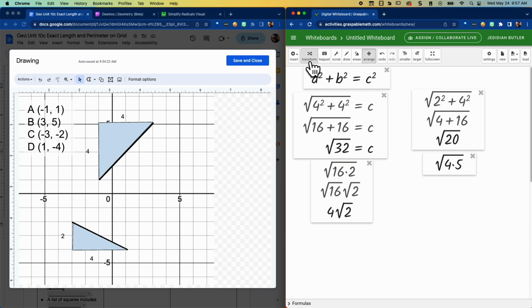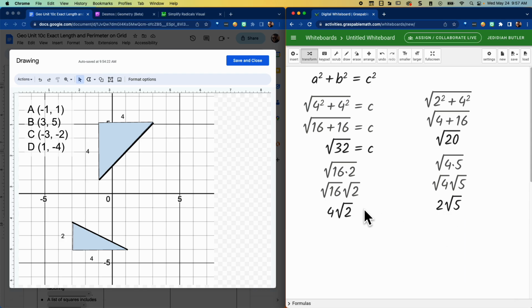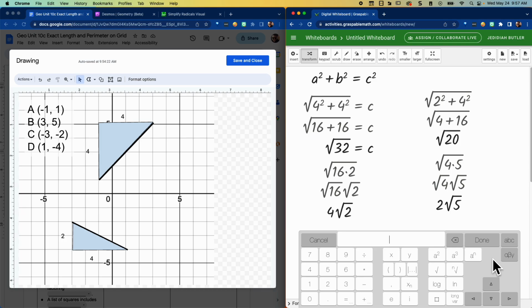Let's move that a little bit right under it so it looks like it's just continuing on. So I can make the 4 become its own square root, and the square root of 4 is 2. So there's my two values for each of these. For the AB, that's going to be 4 root 2, and for the CD, that's going to be 2 root 5.